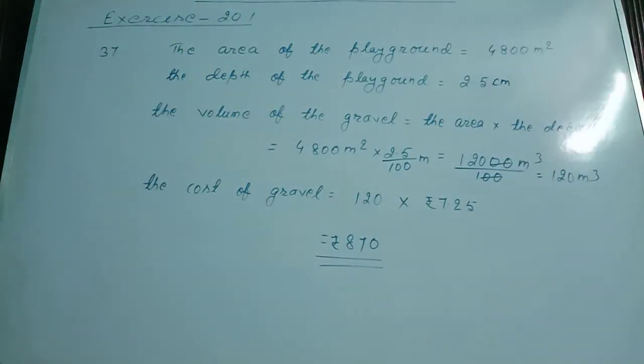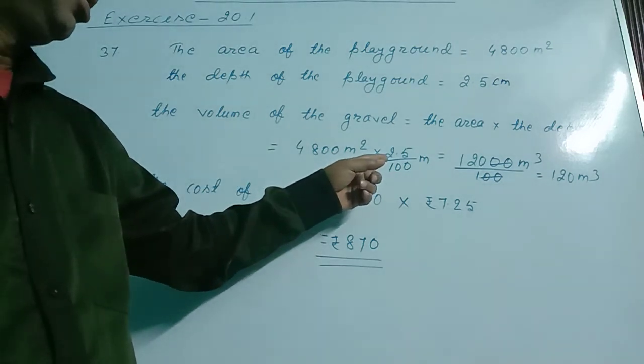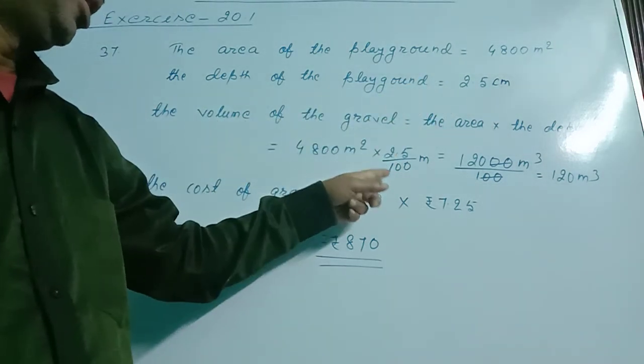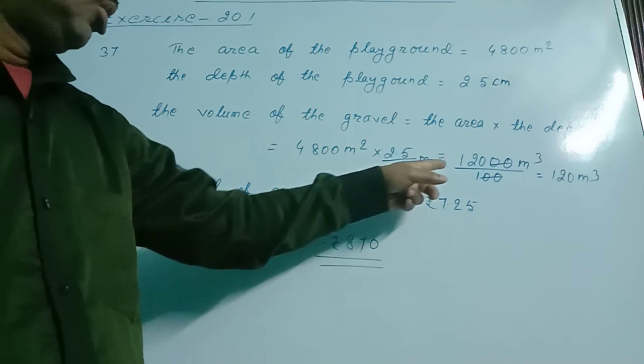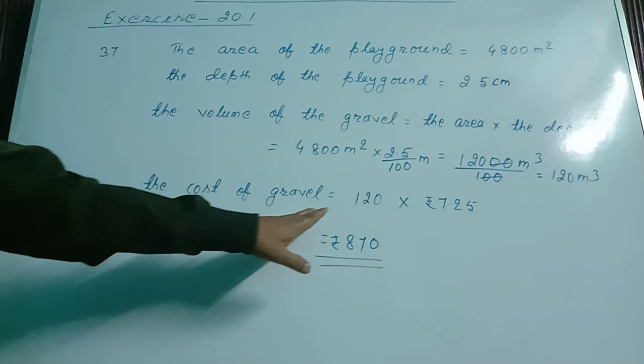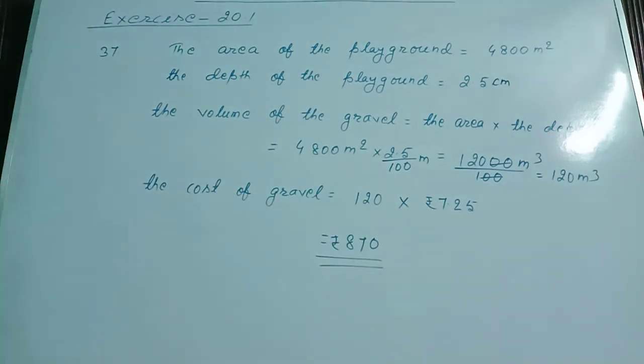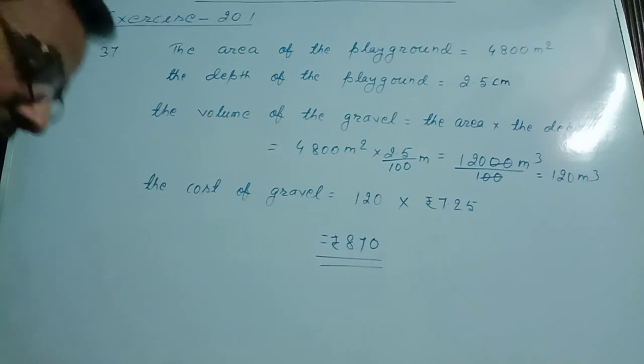So I got the volume of the gravel. The volume of the gravel equals the area into the depth. Area is 4,800 meters square. Depth I have changed into meter by dividing by 100. So I got 120 meter cube. Now the cost of gravel equals 120 into rupees 7.25, that is rupees 870.